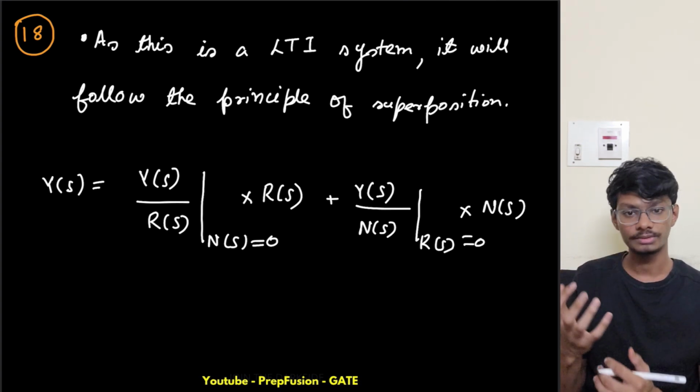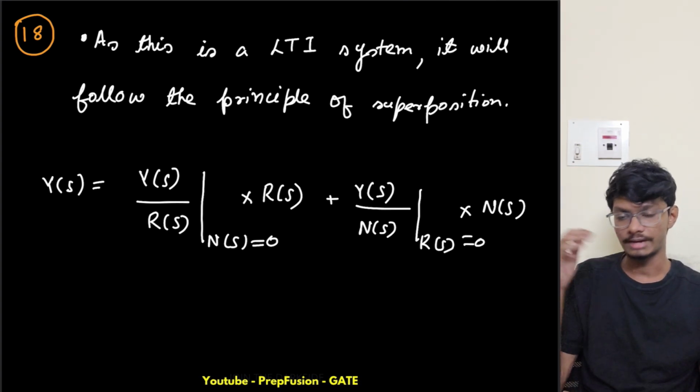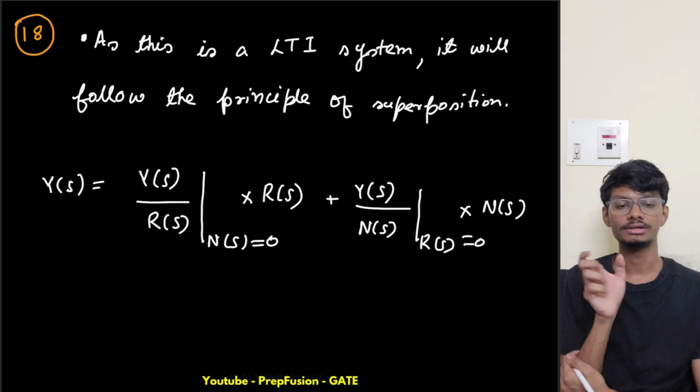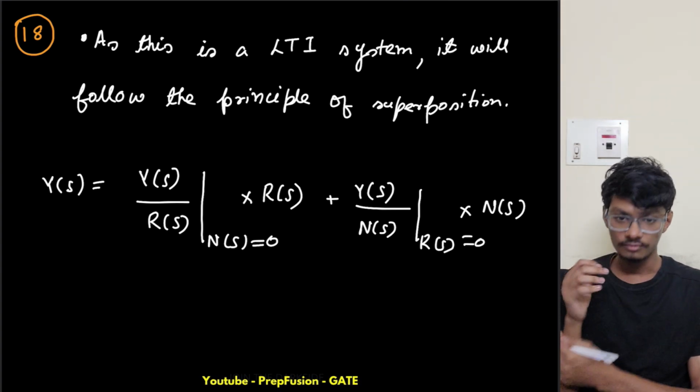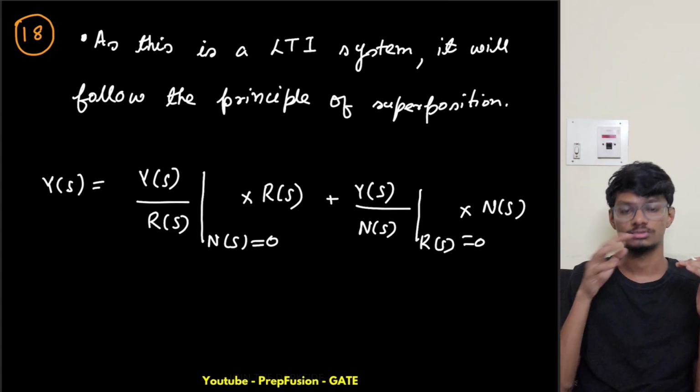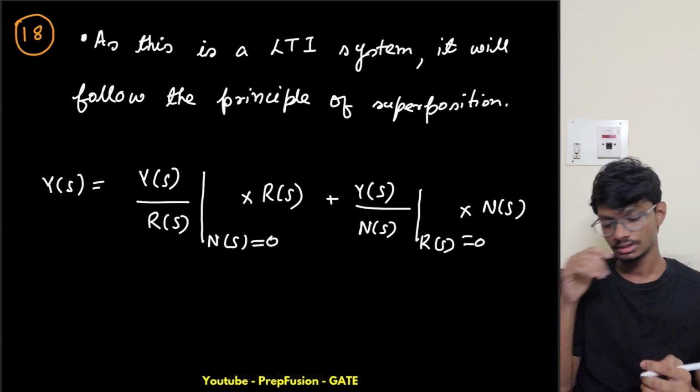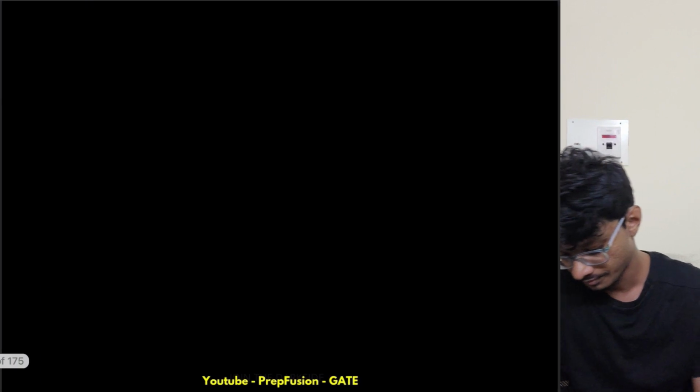So from this question we will learn multiple things, right? There can be two inputs, but we have to find the response differently. We have to follow the principle of superposition. Also, for any type of system, SISO, SIMO or MIMO, the delta will be the same.